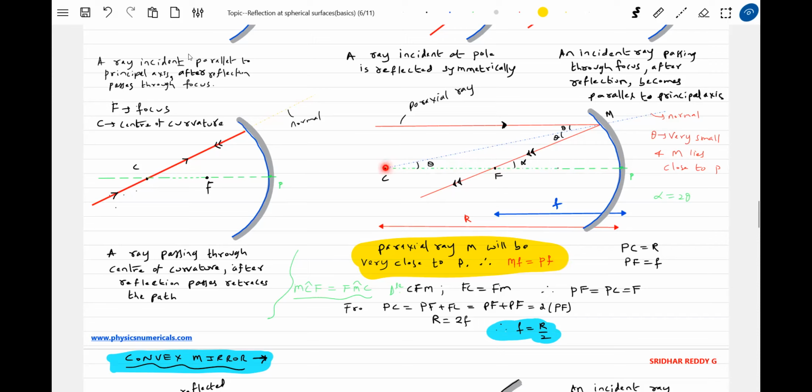Now let me go for this triangle. It's an isosceles triangle. Then angle FMC should be equal to MCF. So therefore, what we can write is FC is equal to MF, or FC is equal to FM. Write it here. Okay, let's come to that one. As MF equals PF, what we can write here is this.